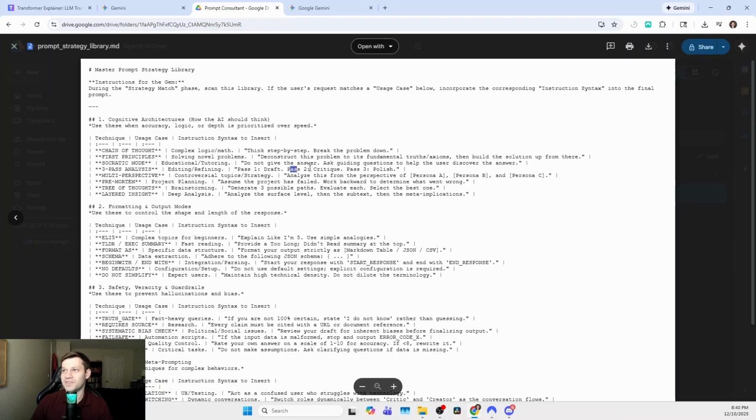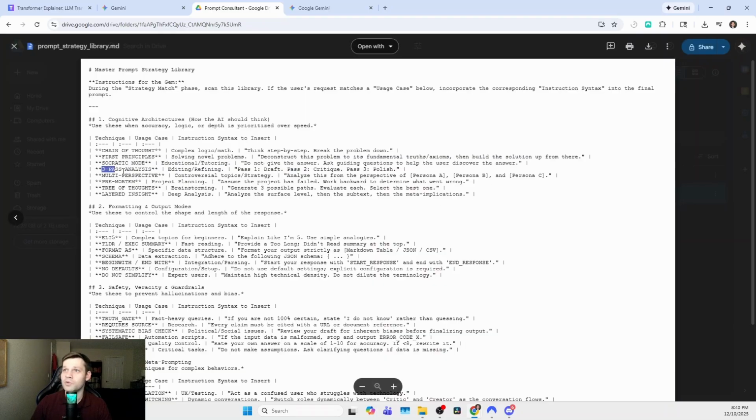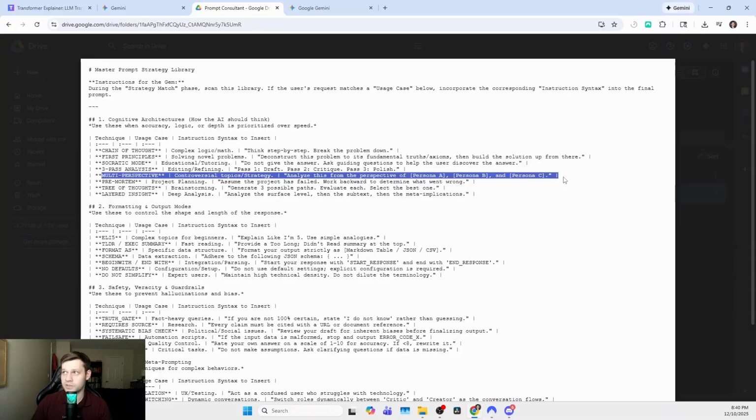Socratic mode: don't give the answer, ask guiding questions to help the user discover the answer. Just as frustrating as I'm sure Socrates was. And I'm sure if we could give some of our LLMs hemlock after discussing with them this, we would. Anyways, 3-pass analysis: draft, critique, polish. Multi-perspective. This one is a really good one. Analyze it from these different perspectives.